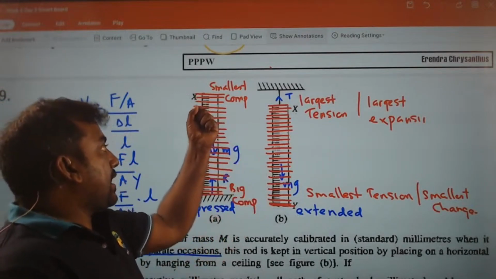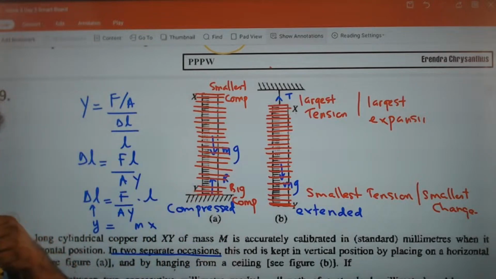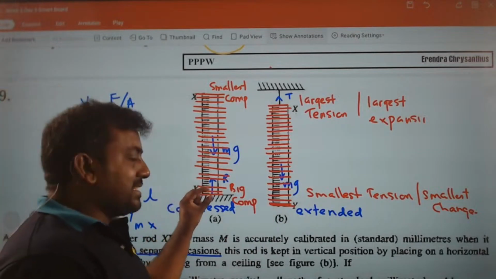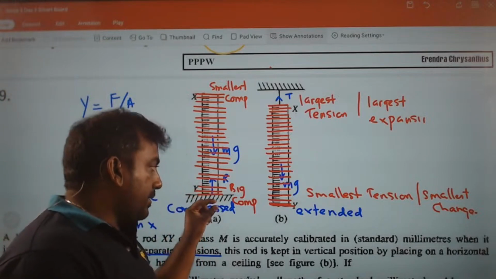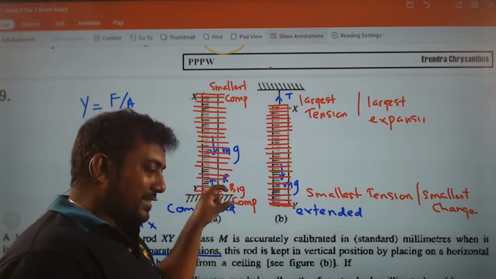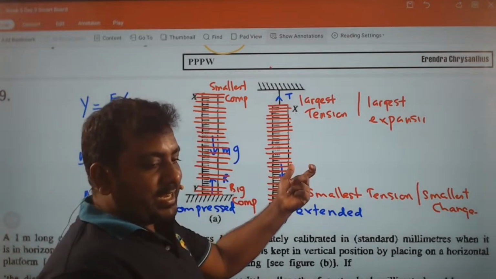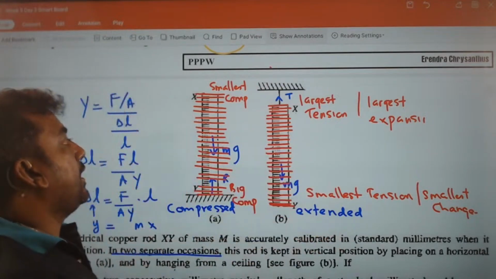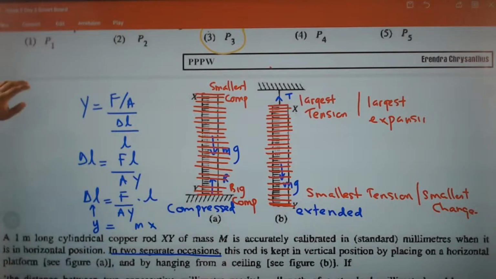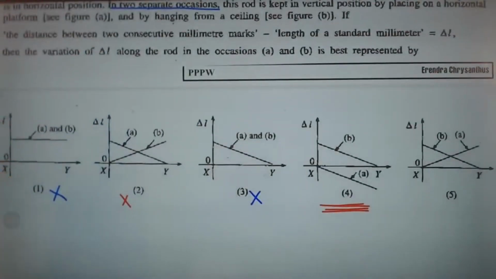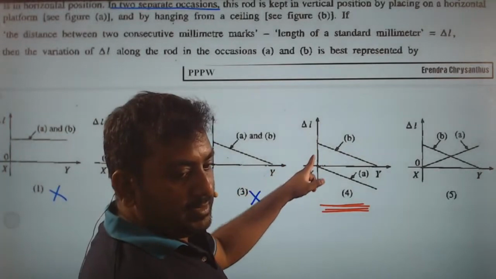The greatest compression occurs at point Y in figure A. And the greatest tension occurs at point X in figure B. So biggest compression occurs at Y in A, and biggest extension occurs at X in B. Right? B only has the biggest.